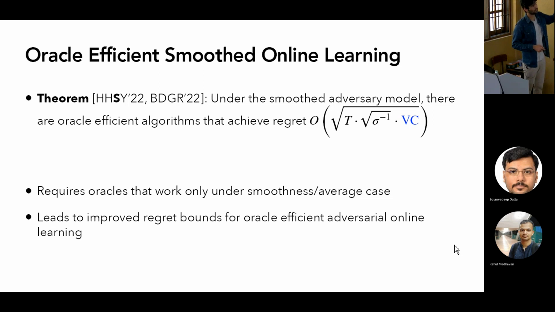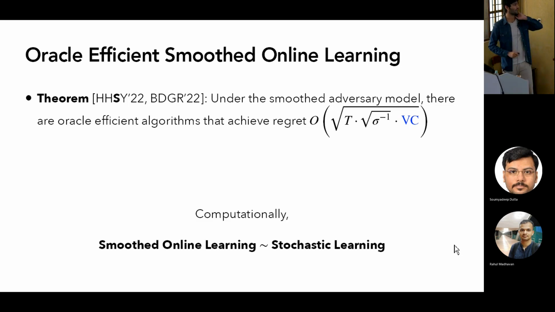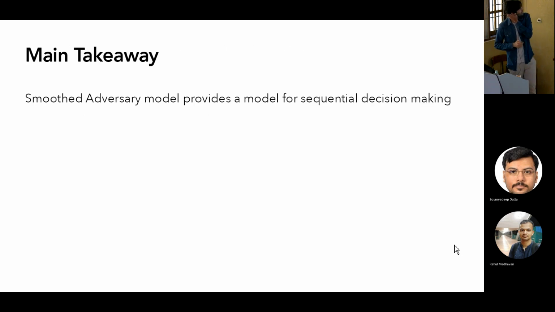It also turns out that this regret bound gives improved regret bounds for the worst-case setting when you set sigma appropriately. It gets better than known bounds for oracle-efficient adversarial online learning, which importantly depends on this weird square root inside the square root, but that's a longer story. So the moral of the story is that even computationally, smooth online learning has the same complexity as stochastic learning.